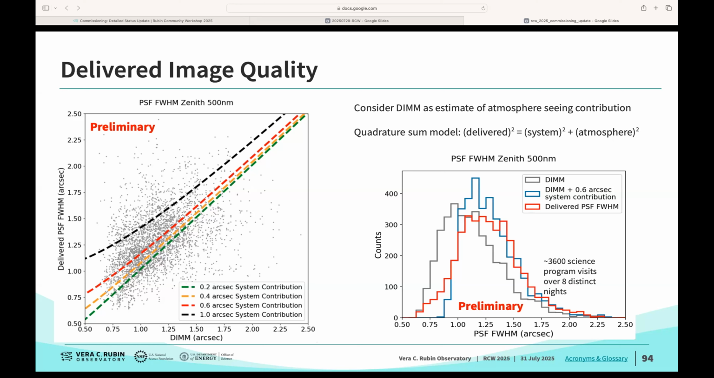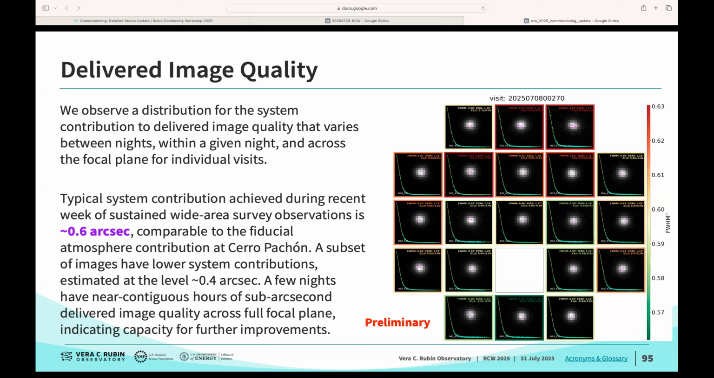So what we observe, when we look at this in detail, is that the system contribution to the delivered image quality varies quite a bit. It can vary between nights, within a given night, and even across the focal plane. But we are achieving this sort of sustained system contribution at the level of around 0.6 arc seconds. Our design goal is to get that down to about 0.4 arc seconds.